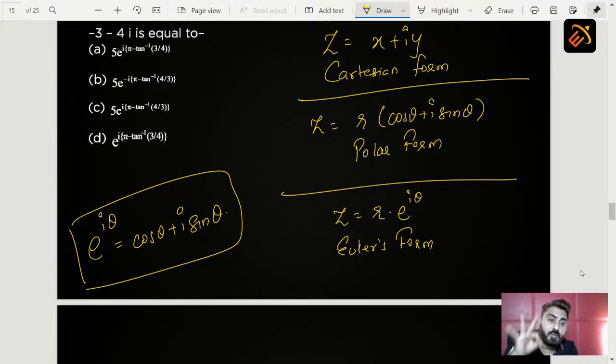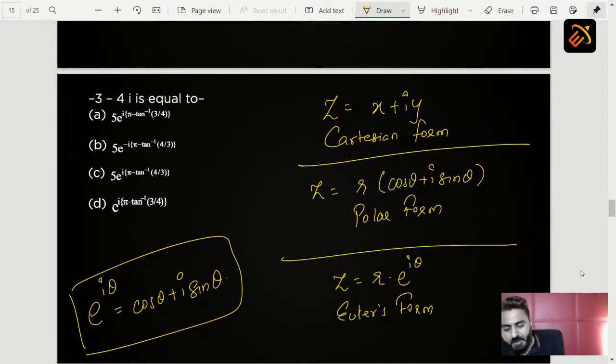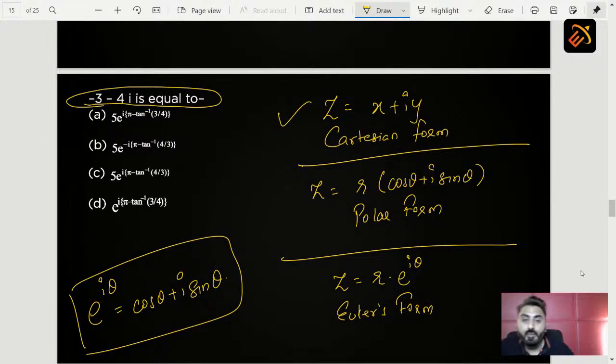Remember these 3 different forms students, and with the help of that हमें ये आंसर फाइंड करना है. So how do you find the answer? तो सबसे पहले तो हमें रेडियस फाइंड करना है. रेडियस फाइंड करने के लिए मैंने पहले ही फॉर्मूला दे दिया था, रूट ऑफ x स्क्वायर प्लस y स्क्वायर. Compare this question with your standard Cartesian form. रेडियस फाइंड करो, थीटा फाइंड करो, सब्स्टिट्यूट करो, डायरेक्ट आंसर आ जाएगा. Now students, this was your Euler's form.